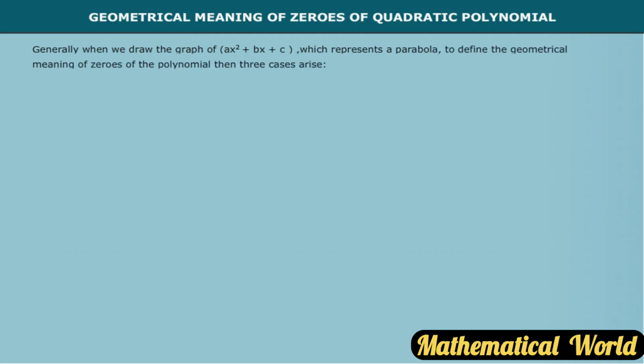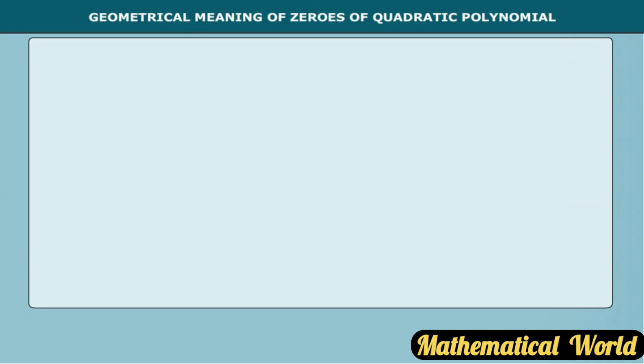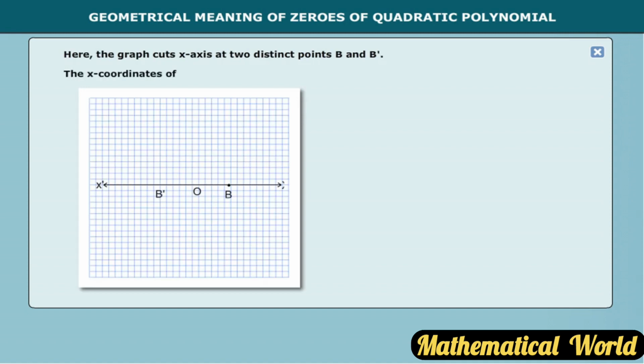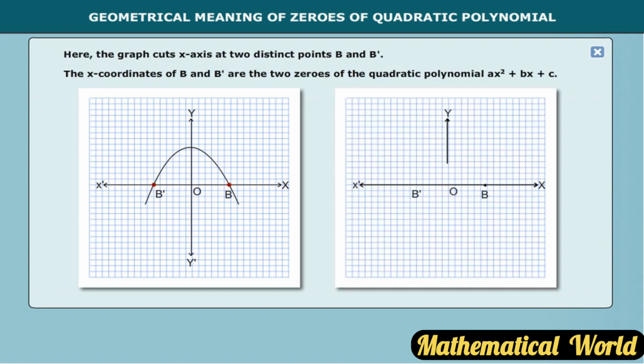In general, for quadratic polynomial, the graph of which represents a parabola, 3 cases arise. Here, the graph cuts the x-axis at 2 points B and B'. The x-coordinates of B and B' are the zeros of the quadratic polynomial ax square plus bx plus c.